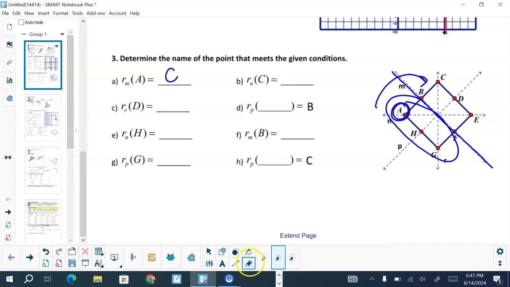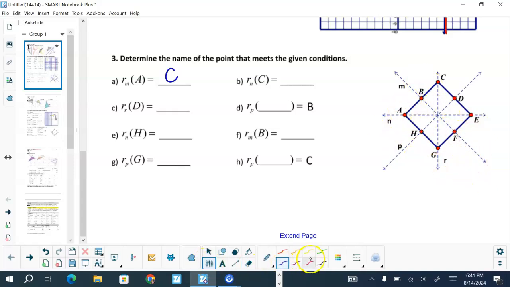Okay, let's do one more. Let me erase my markings here. We'll start fresh. So we did A, let's do E. Let's do a reflection of point H, so H is right here, over line N. Okay, line N is right here. So again, take your patty paper. Now what I want you to do is fold it along line N and see where that H goes. Okay, good. Hopefully you're seeing that it goes over to B, all right?